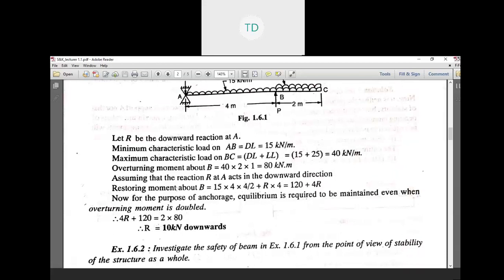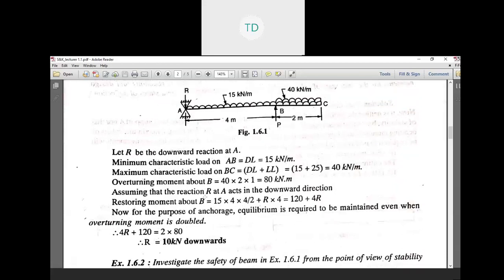Now restoring moment about B. It is equal to 15 into 4 into 4 by 2, same as W into L by 2, plus R into 4. Reaction into 4 is equal to 120 plus 4R.